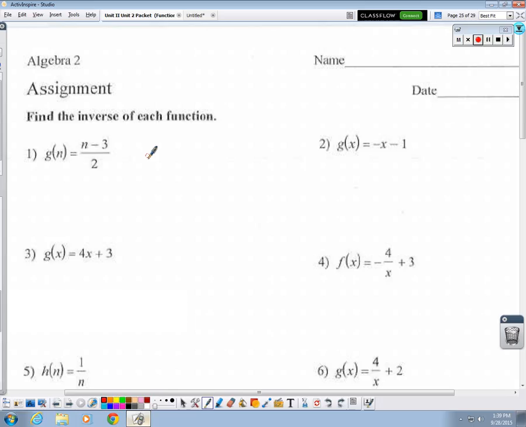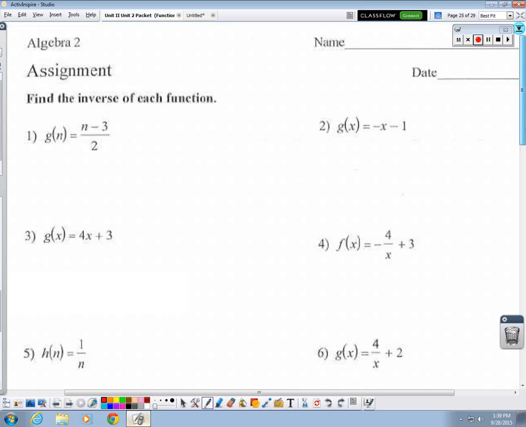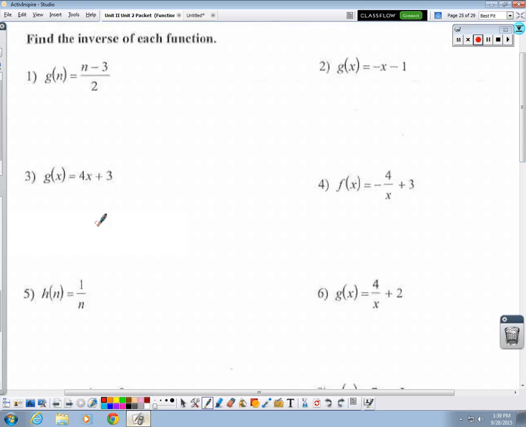Okay, page 24. I'm going to work a few of them with you, then I'm going to give you time to work several, and then I'll take questions at the end. Number 1, before we can even start this problem, what do we need to do?